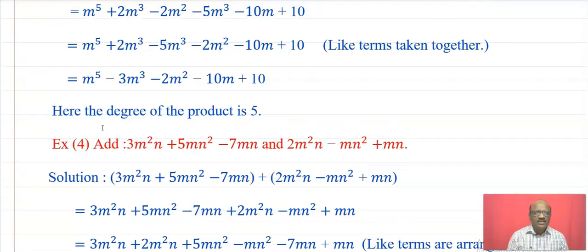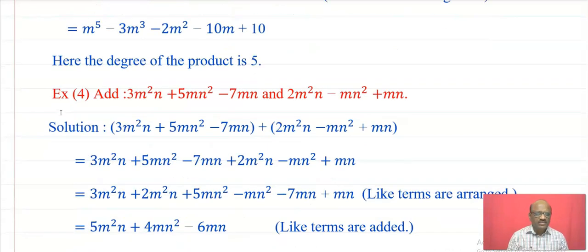And in this way, here the degree of this polynomial is 5. Highest power is 5. Now next, example number 4.